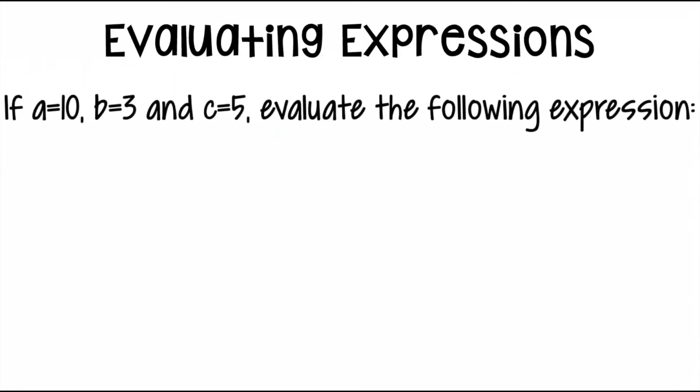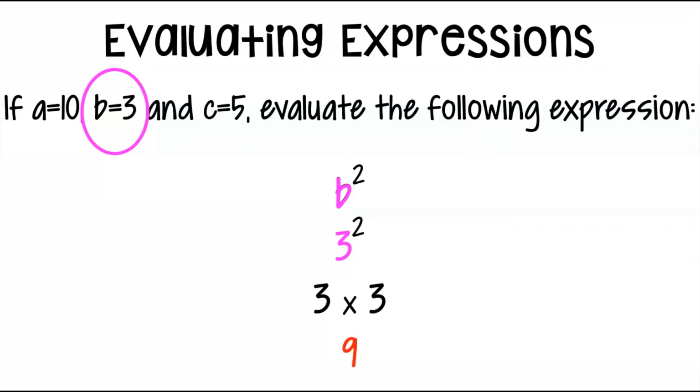All right, here's one more example. If a is 10, b is 3, and c is 5, let's evaluate this expression, b squared. So again, b is the variable that we need to replace, and we know from our information that b is equal to 3. So in place of b, I'm going to place 3. Now this expression is 3 squared, and 3 squared means 3 times 3, which is equal to 9. So the value of b squared when b is equal to 3 is 9.